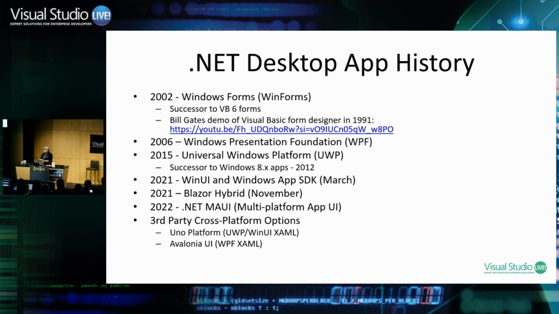Next in 2021, we had a couple of releases. There was in the spring, WinUI and Windows App SDK came out in March. And that's the successor to UWP. It's very similar to UWP in many ways. The namespaces are a bit different, but most of the controls and the XAML syntax, it's all the same.